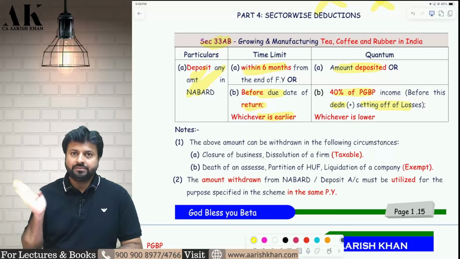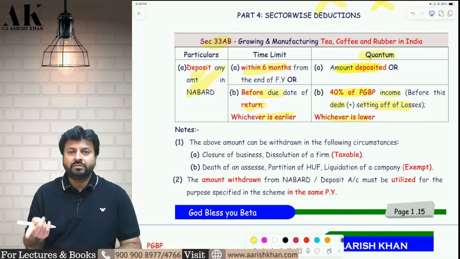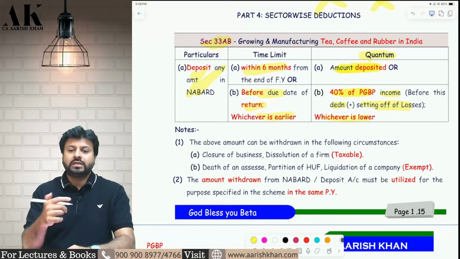Okay, if there are any brought forward losses, don't reduce that. First take 40% of PGBP and then reduce the losses later on. Now, whichever is lower, amount deposited, the third point, the quantum, is the most important point for us over here. It is the amount deposited or 40% of PGBP income before this deduction and before setting off the losses, whichever is lower, that will be allowed as deduction.